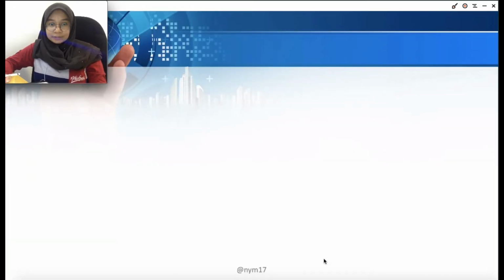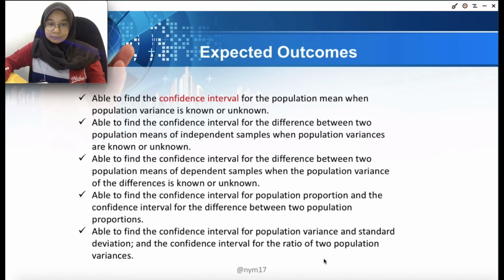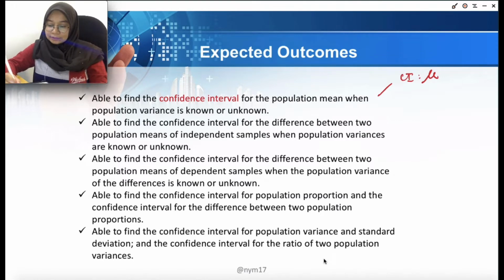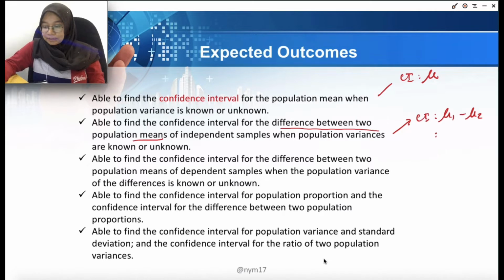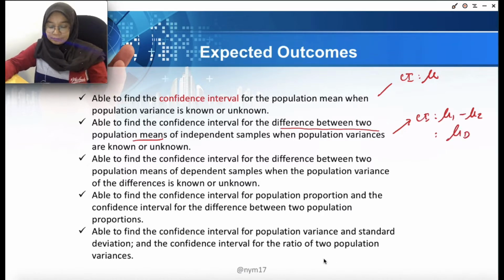So in our chapter 2, these are the expected outcomes. By the end of this chapter, you should be able to find confidence interval for the population mean. You will learn confidence interval for mu, and then confidence interval for the difference between two means: mu1 minus mu2 for independent samples, and mu D for dependent samples. This one is independent, this one is dependent.